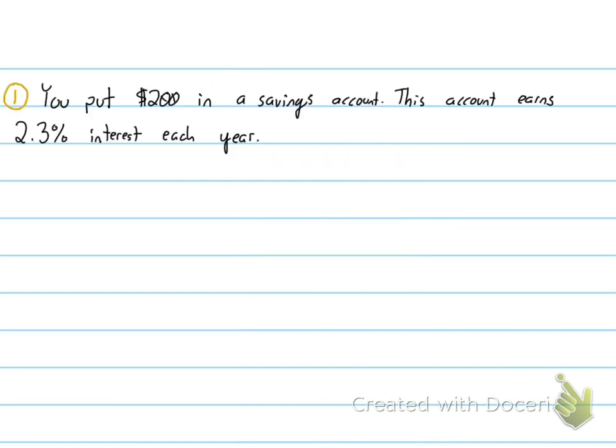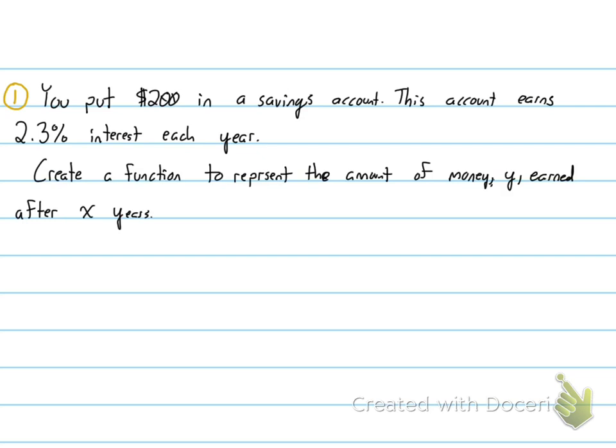So in example number 1, you put $200 into a savings account. This account earns 2.3% interest each year. So I want to create a function to represent the amount of money y earned after x years. So using my function, I'm starting with 200, and then I'm going to grow by 2.3%. So I might initially think, okay, I'm going to put 2.3 in, but that's not what we want to do. Instead, how we're going to show that 2.3% growth, again, we're going to start with our 200.